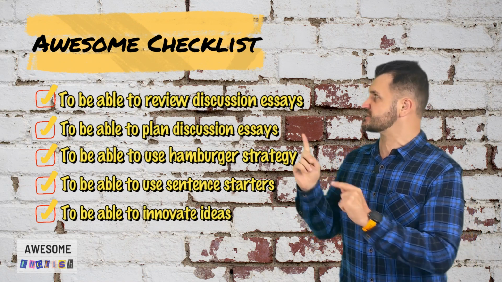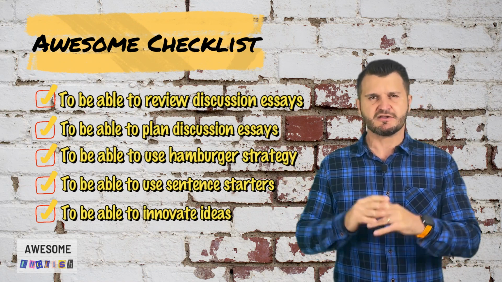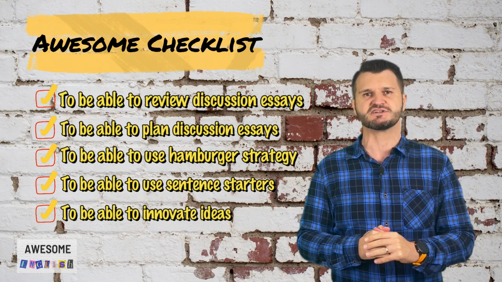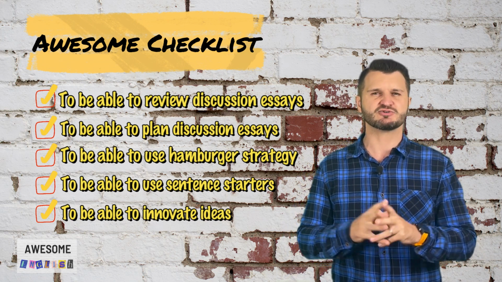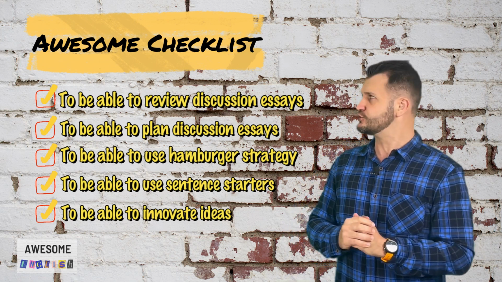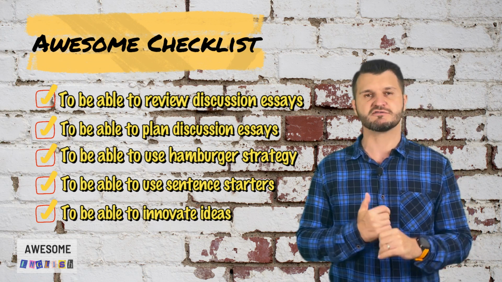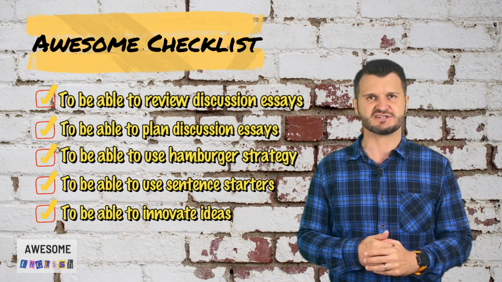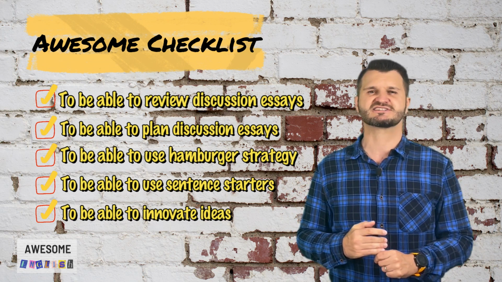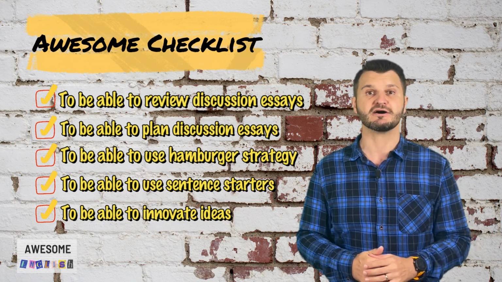All right, let's check in on our awesome checklist. These are the learning objectives we want to achieve in today's lesson. It's our roadmap to success. So our first objective is to be able to review the structure of a discussion essay. Then, to be able to plan a discussion essay, maybe using our Scales of Justice planner.